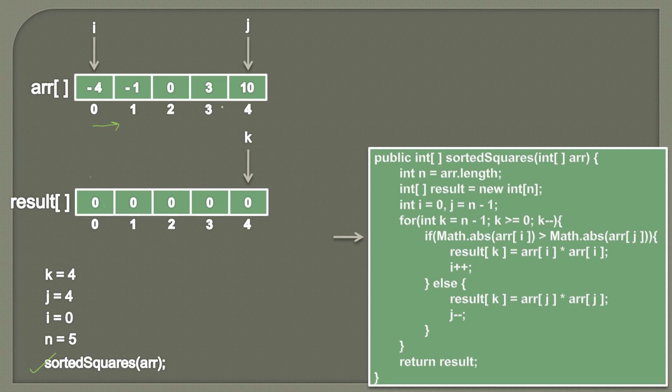So here what we do is we take the absolute value of the value at the ith index and the absolute value at the jth index. What this absolute method returns is, let's say if the value is -4, it will give us 4. If the value is -1, it will give us 1. If the value is 10, it will give us 10. So it gives the absolute value without the sign. So here we are actually comparing the numbers without their sign.